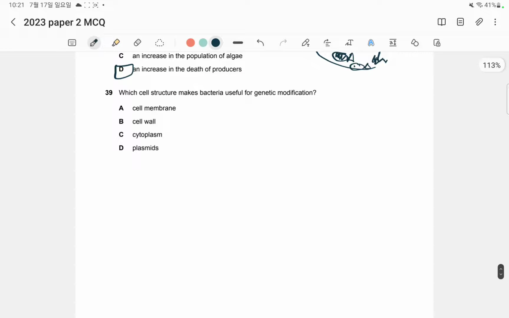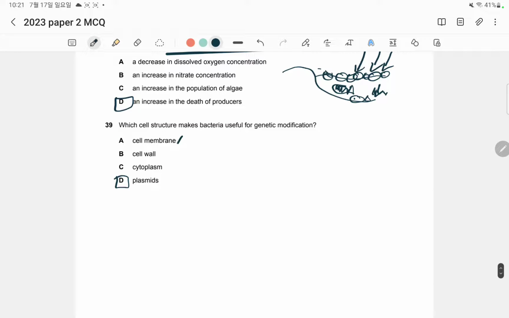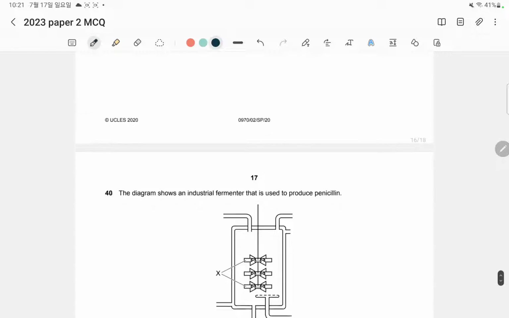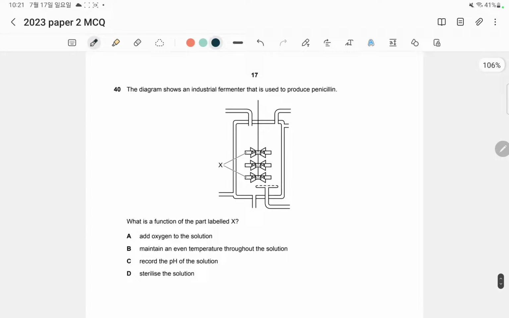Okay, number 39. The answer would be D. Cell membrane, no. Cell wall, no. Cytoplasm, no. Number 40. The correct answer would be B.